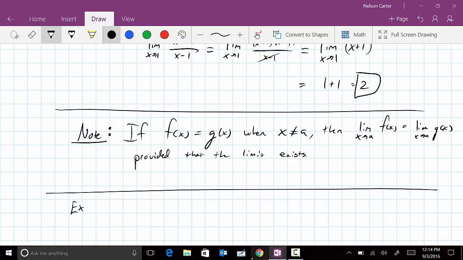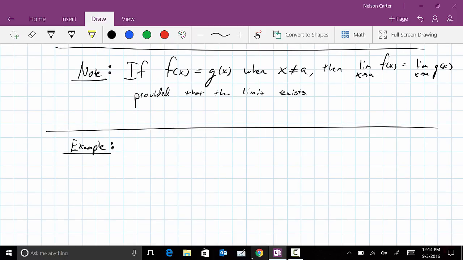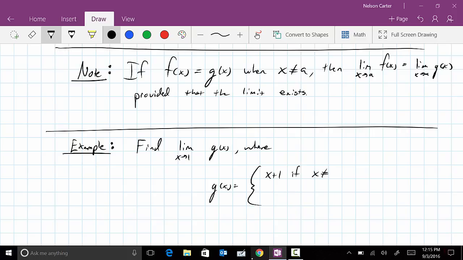Okay. All right, so now let's look here at an example. And this is, I think, a good example to highlight this. You're given a function here. It says find the limit as x approaches 1 of g of x, where we're told here that g of x is a piecewise defined function, and it's equal to x plus 1 if x is not 1, and it's equal to pi otherwise. So in other words, it's equal to pi if x is equal to 1. So this is a piecewise defined function, okay?